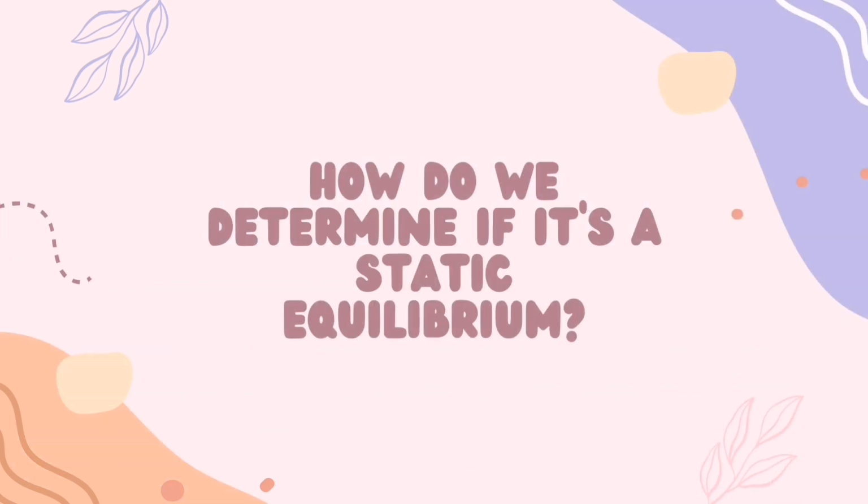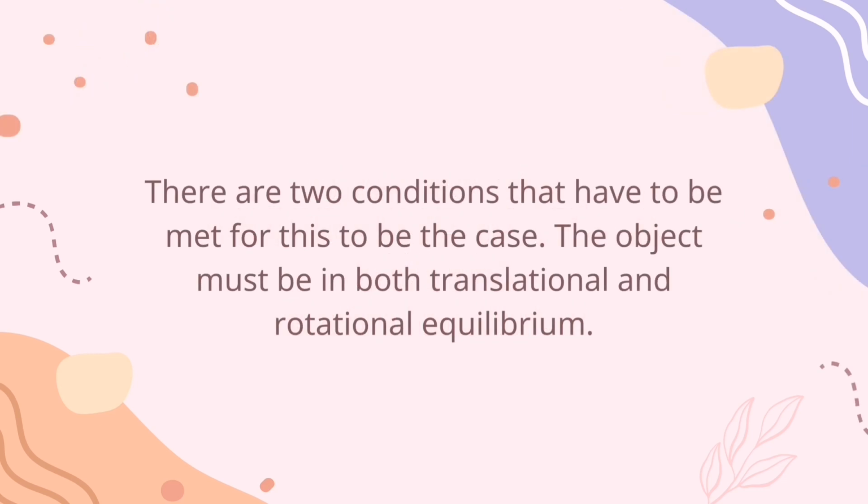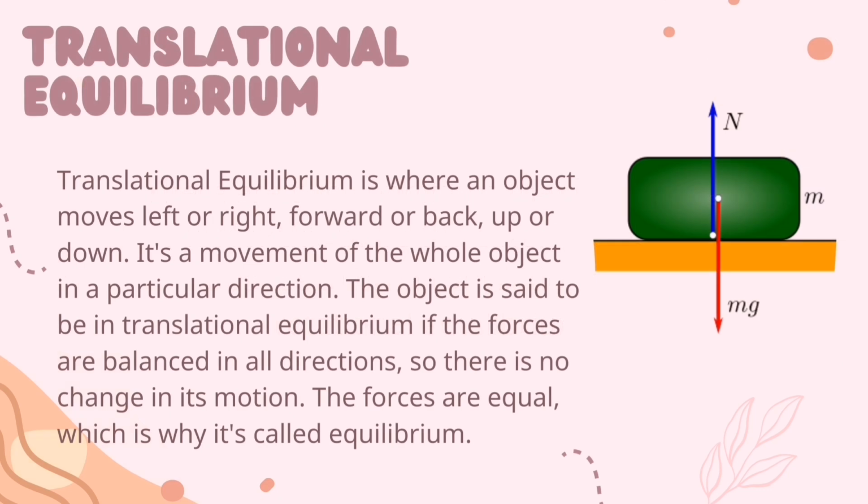How do we determine if it is a static equilibrium? There are two conditions that have to be met for this to be the case. The object must be in both translational and rotational equilibrium. Translational equilibrium is where an object moves left or right, forward or back, up or down. It is a movement of the whole object in a particular direction. The object is said to be in translational equilibrium if the forces are balanced in all directions.